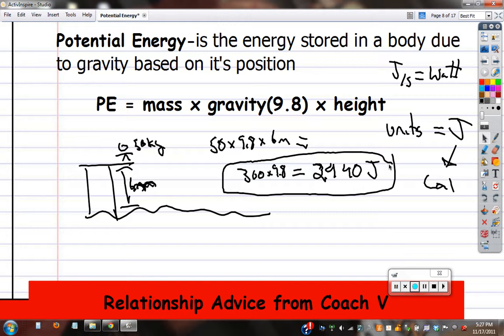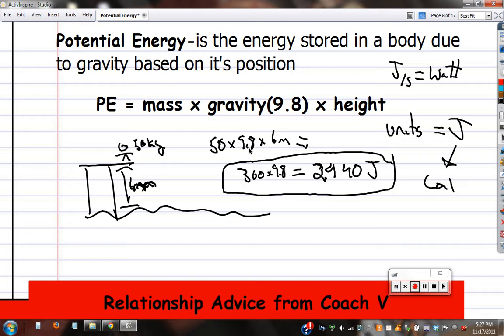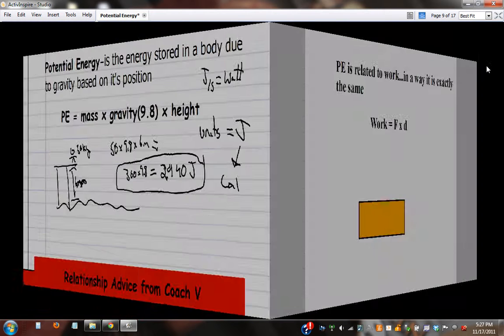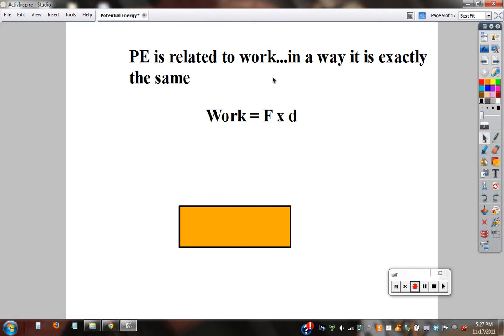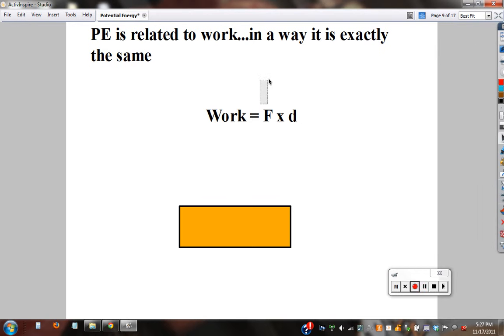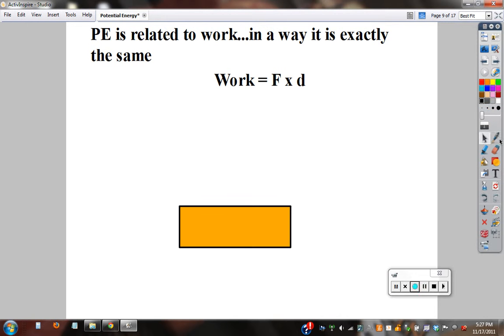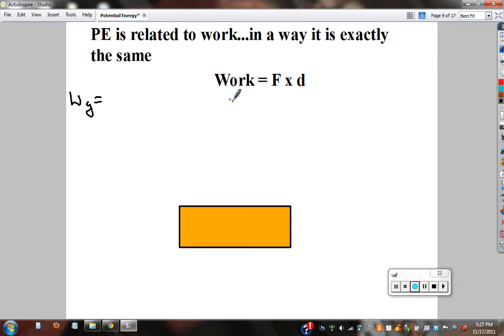Okay, so this is basic. Can you do a formula? And by the way, potential energy is related to work. It's exactly the same. This is why I made you do work against gravity. When you're lifting things, how much work are you doing? Because work equals force times distance. So work against gravity equals force gravity times distance. Force gravity is mass times acceleration due to gravity times distance.